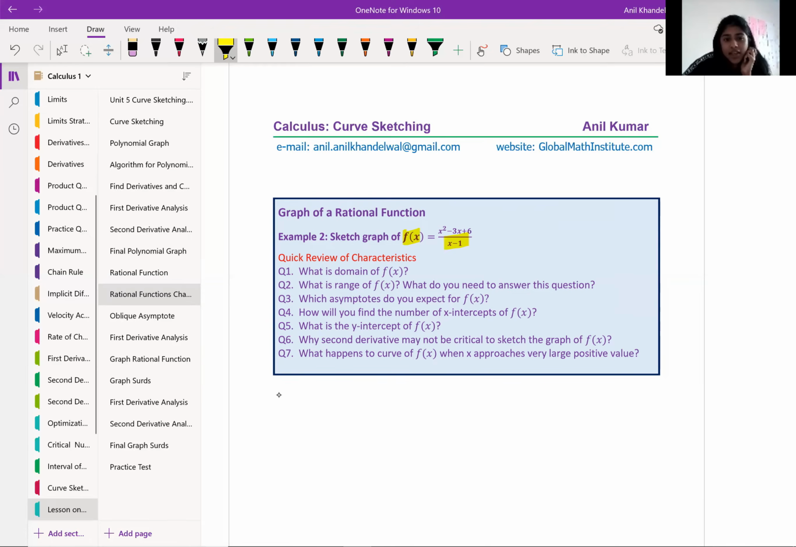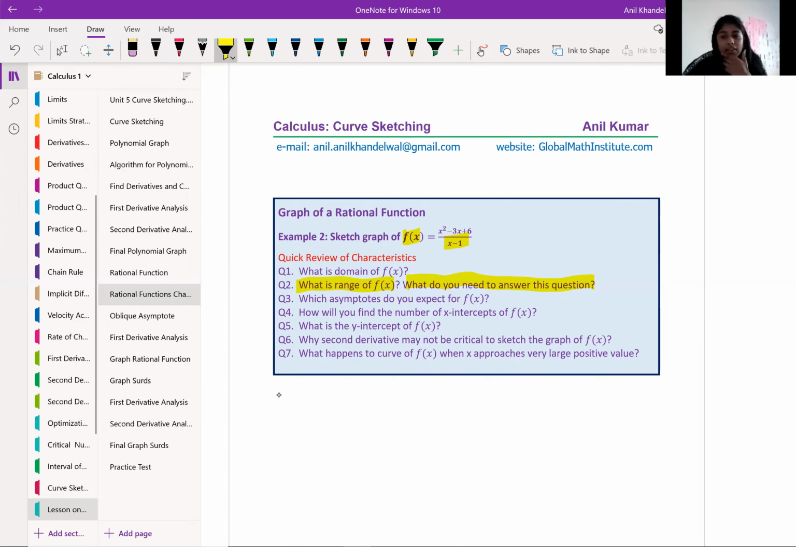Perfect. What is the range of f of x? What do you need to answer this question? This is a very difficult question to answer at the moment. We really need to work on it, okay? Because this function will have a local minimum, this function will have a local maximum, and in between it may not have anything, right? So the range will be very much restricted. So we cannot really answer this question at the moment.